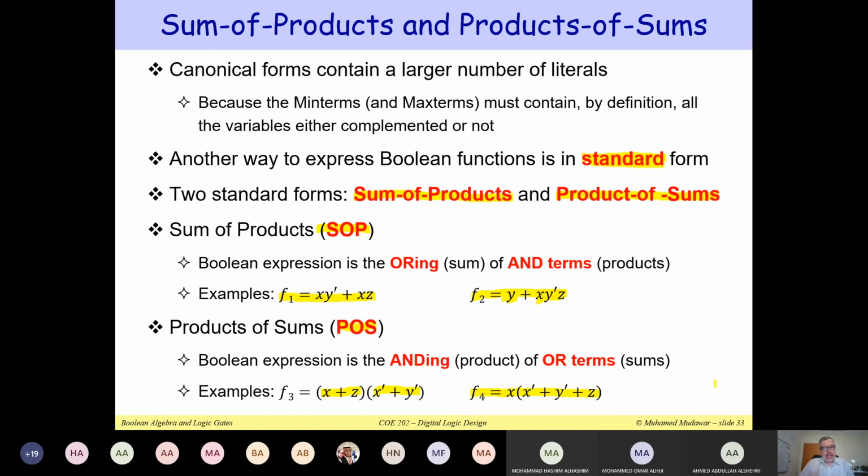So these are standard forms. We call them standard forms. This is how we write expressions for Boolean expressions, for Boolean functions.